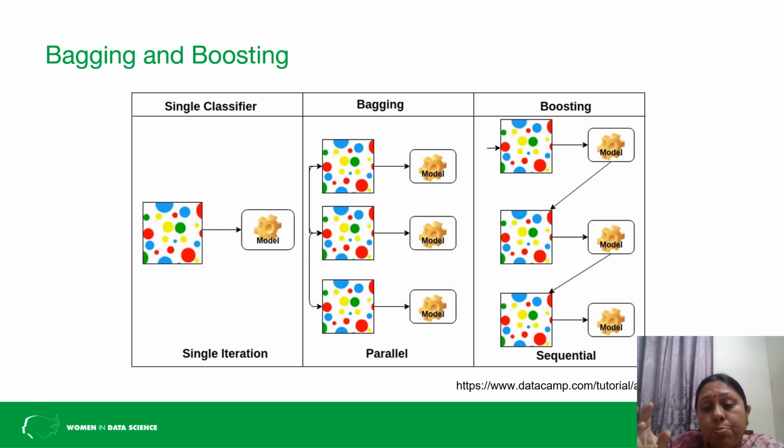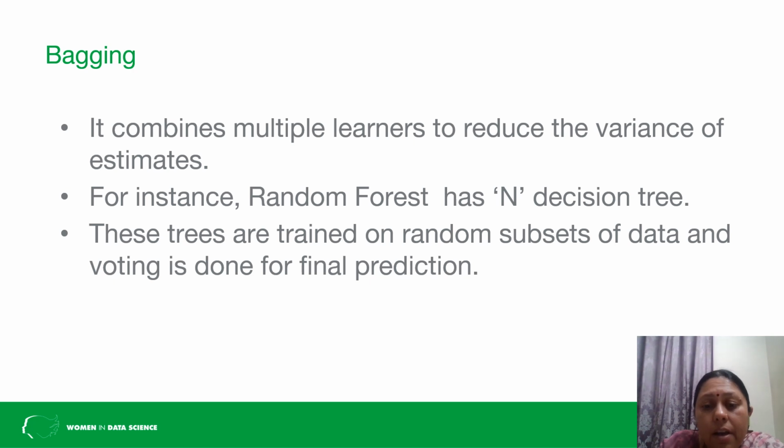From the model output, the input will be given to the second subset and a consecutive model will be built. So boosting will involve sequential building of the models for the different subsets that are there. Let's understand bagging in a little more detail.